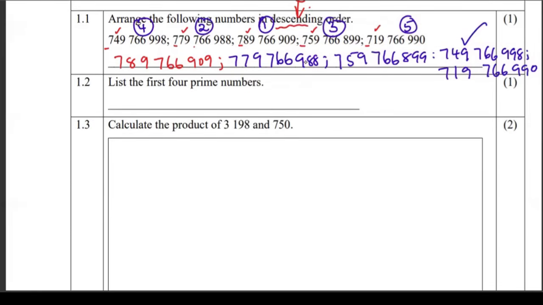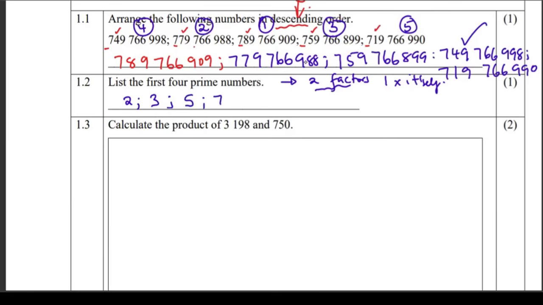Then 1.2, list the first 4 prime numbers. So we know that prime numbers are basically numbers that have 2 factors, that is 1 and itself. Alternatively, we're looking for numbers that can only be divided by themselves and 1. There's no other number that divides them. So the first prime number is a 2. The next prime number is a 3, followed by a 5, followed by a 7. So those are the first 4 prime numbers.